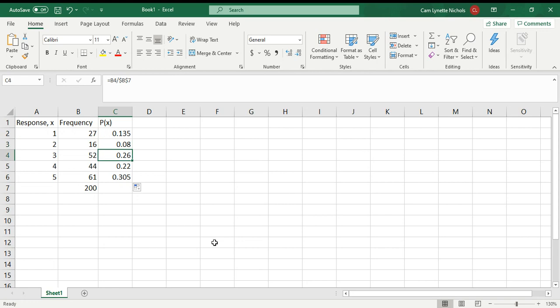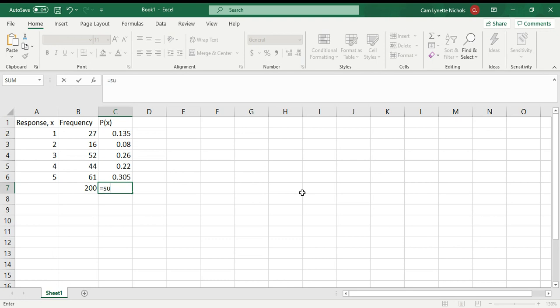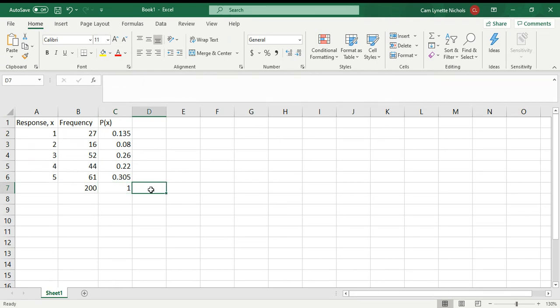in any of those. Okay, we also, to check if it's a probability distribution, need the sum of all the probabilities. So I'm going to do equals SUM and highlight, and we get 1. You also can see that those probabilities are between 0 and 1, and of course our responses were numerical. So that's how you can create a probability distribution in Excel.